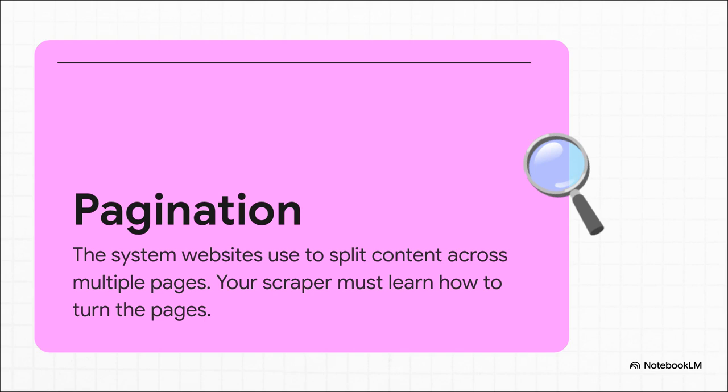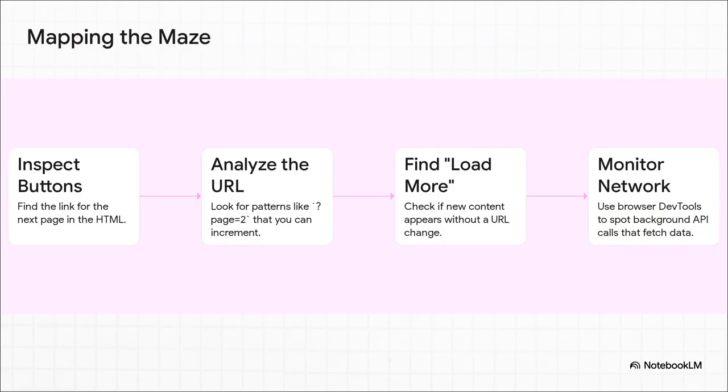It's called pagination. And it's really just how websites break up these huge lists of content into smaller, more manageable pages. Now, if you only scrape that first page, you're leaving most of the treasure behind. Your scraper has to be smart enough to know how to turn the pages, one by one, to get the complete set. So, how do you map out this maze?